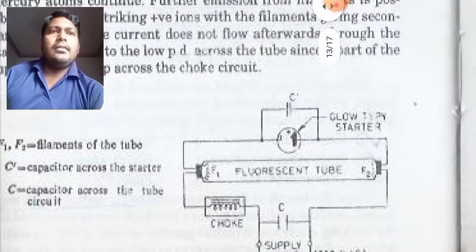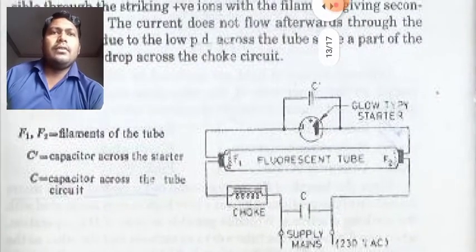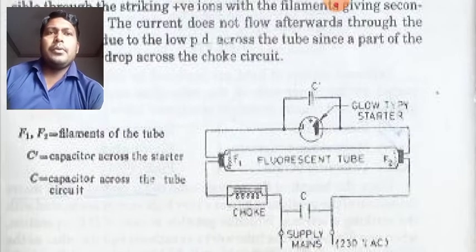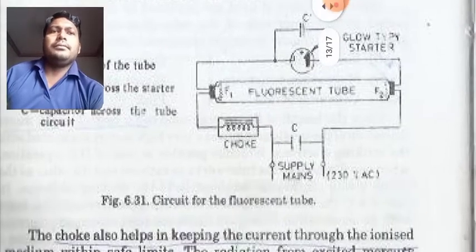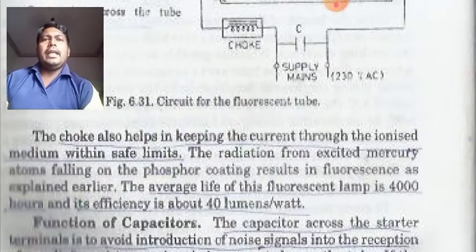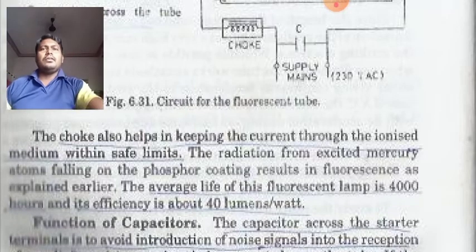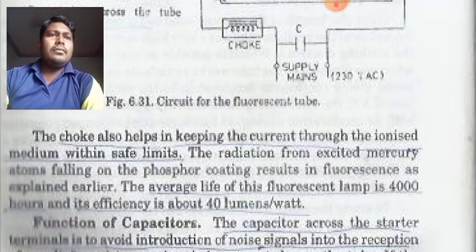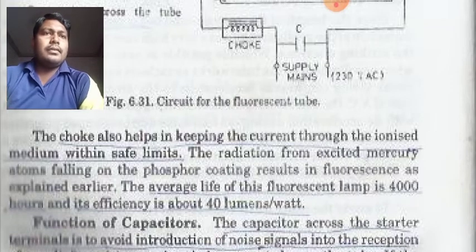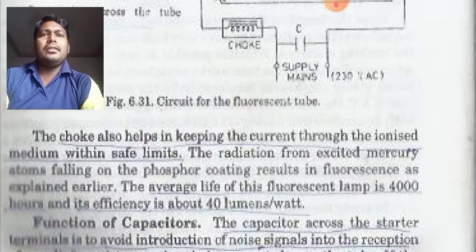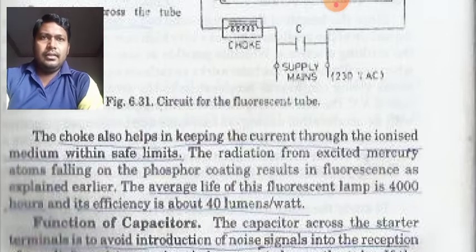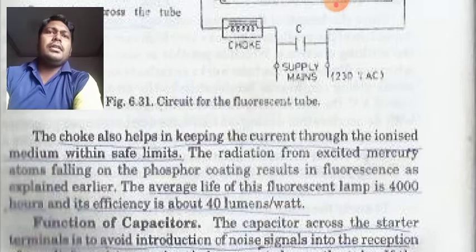Now students, this diagram we have already discussed. So F1 and F2 are filaments of the tube, C dash is the capacitor across the starter, C is the capacitor across the tube circuit. The choke also helps in keeping the current through the ionized medium within the safe limits. The radiation from excited mercury atoms falling on the phosphor coating results in fluorescence as explained. The average life of this fluorescent tube is 4000 hours and its efficiency is about 40 lumens per watt.